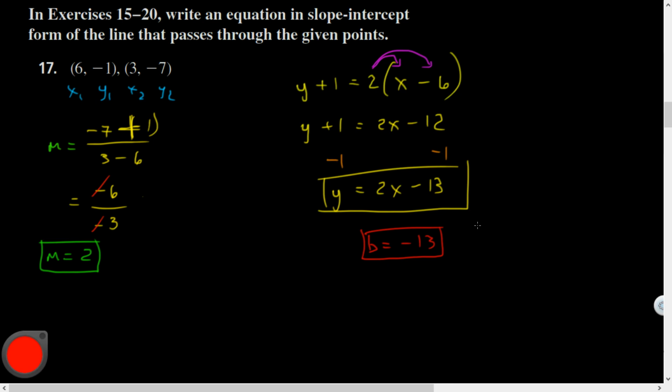Y equals mx plus b. Which one's the y-intercept? B equals what? What's the y-intercept? Y equals negative 13. Thank you. Woohoo! Right. They didn't ask for that, but I just wanted to point out we've got a slope. We've got a y-intercept. I've got 2 points that I could plot to draw this line. We've got all sorts of information now.